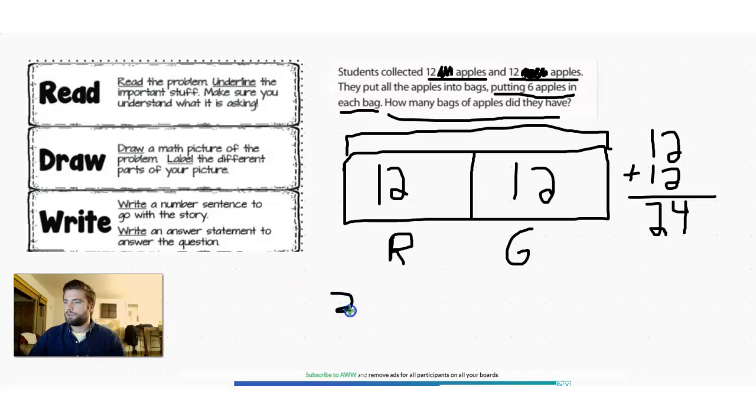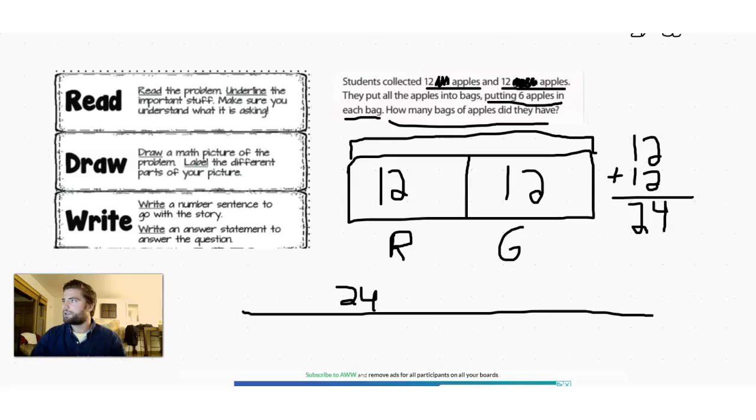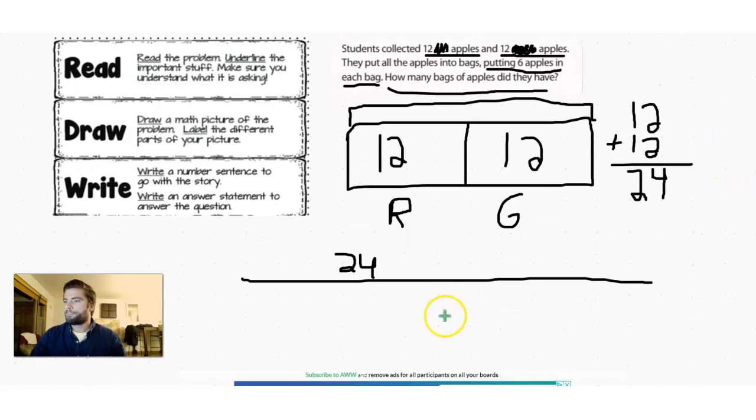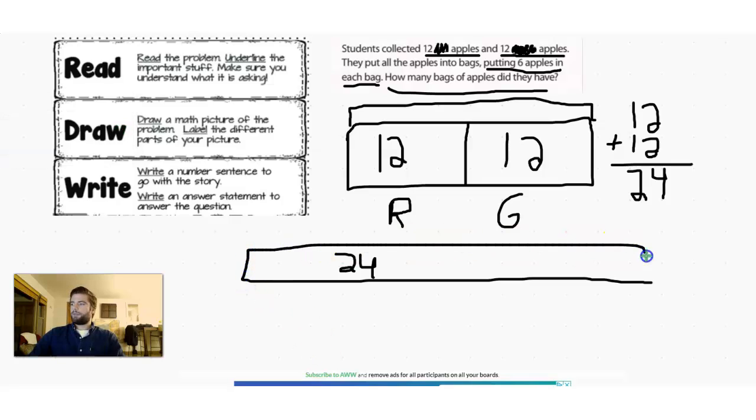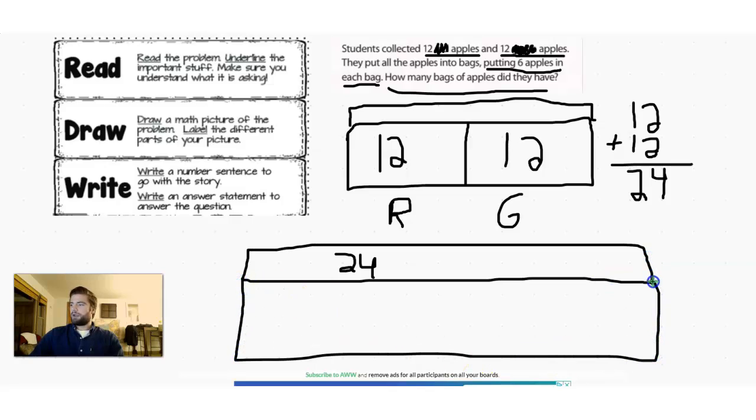Okay, so we know we'll have 24 here at the top. Now it's saying they put all the apples into bags, and they put 6 apples in each bag. So let's draw a picture here, and I'm just going to zoom out a little bit so we don't lose this. 24 in the top, and down in the bottom of our tape diagram, we have to figure out how many bags.